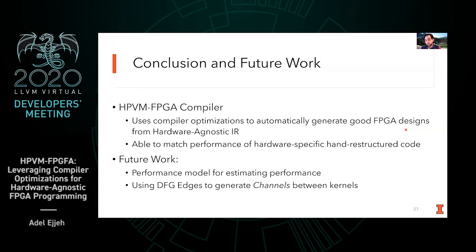For future work, we will be working on a performance model to better estimate performance in the design space exploration step. We will also be working on using the data flow edges in the HPVM data flow graph to automatically generate channels between kernels to enable pipelining of multiple kernels on the FPGA.